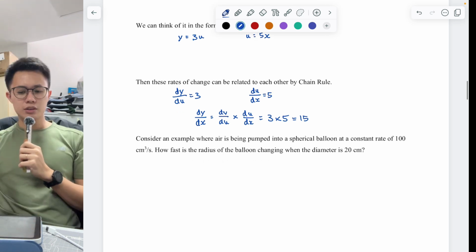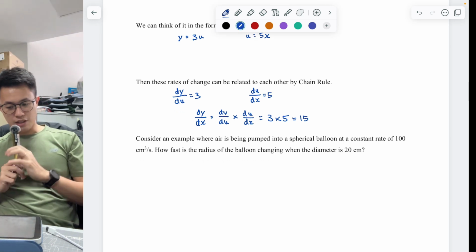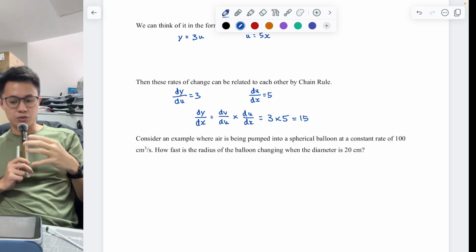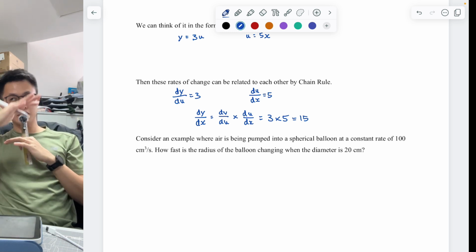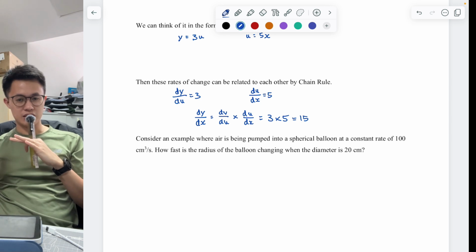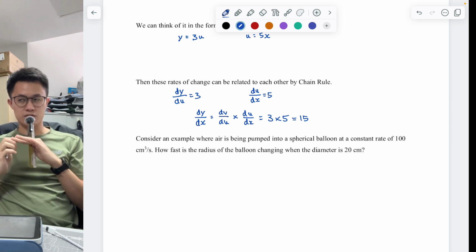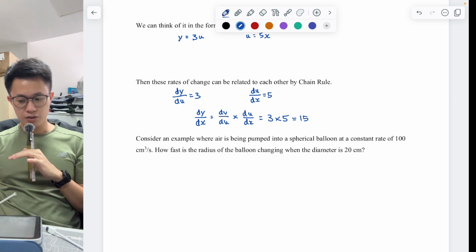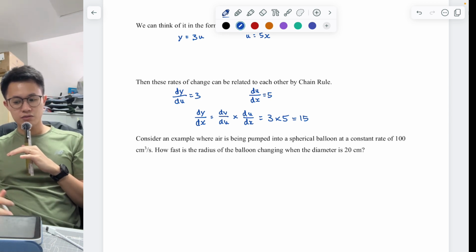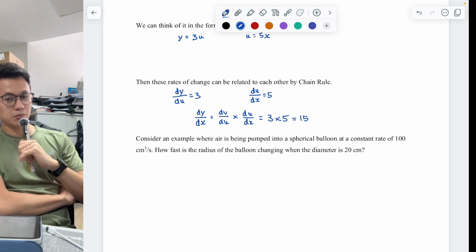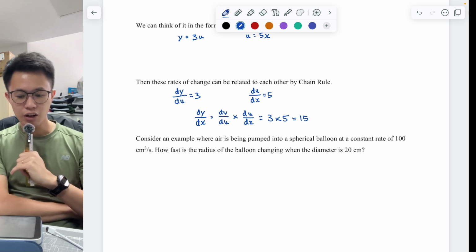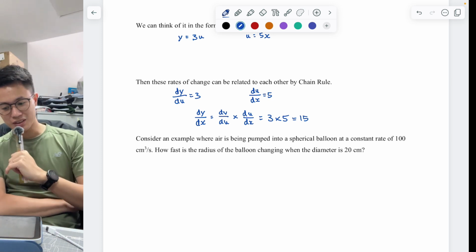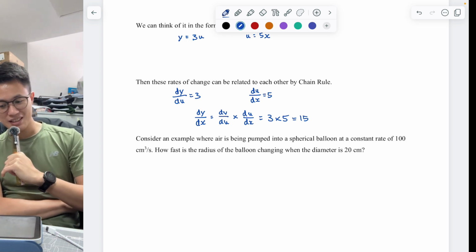Alright, let's consider something else. Consider an example where air is pumped into a spherical balloon. A spherical balloon does not grow linearly. Air is pumped into it at a constant rate of 100 cm cubed per second. How fast is the radius of the balloon changing when the diameter is 20 cm?